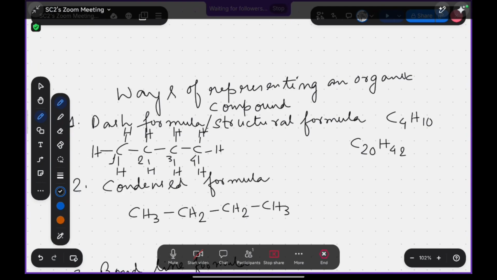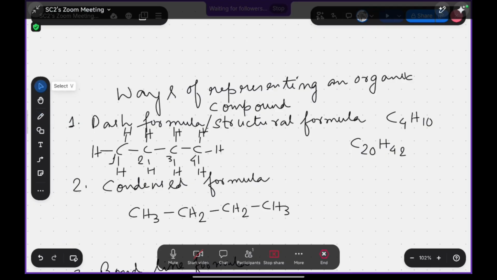You don't need to show all the bonds individually. Like see, here I have denoted only the carbon-carbon bonds. The first carbon, second carbon, third carbon and the fourth carbon are linked to each other through a single bond. The individual carbon-hydrogen bonds are not shown in the condensed formula.